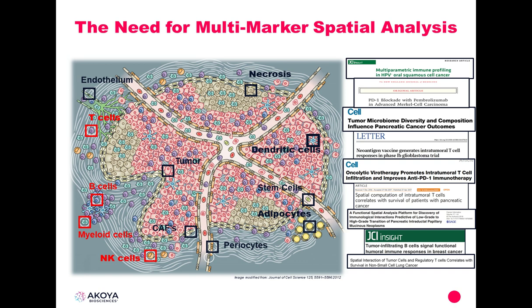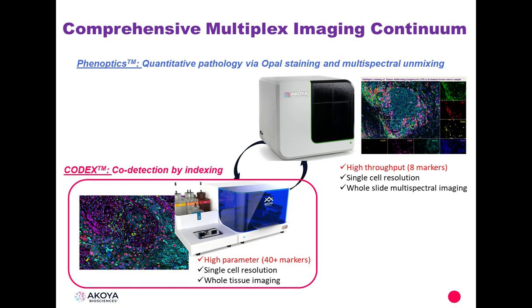This is just one example of how we need to be able to understand how cells are spatially related in the tissue. Now, Akoya has two platforms for multi-marker spatial analysis. There is the Phenotyping portfolio, which allows for high throughput tissue multiplexing via Opal staining and multispectral unmixing. And then there is CODEX, which is co-detection by indexing, a high parameter modality for multi-marker spatial analysis. This allows for the detection of a high number of markers on cells with single cell resolution. And we'll be talking about CODEX today.